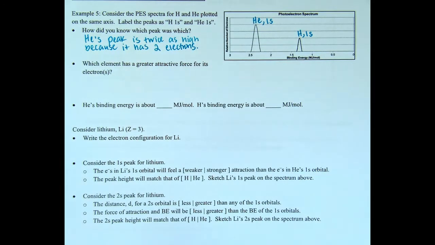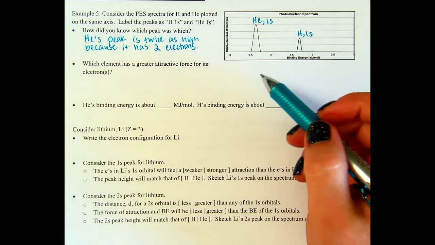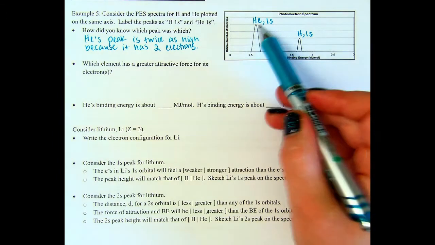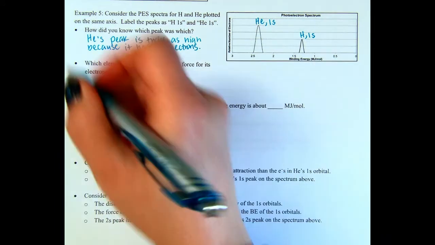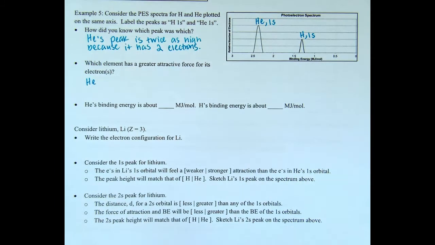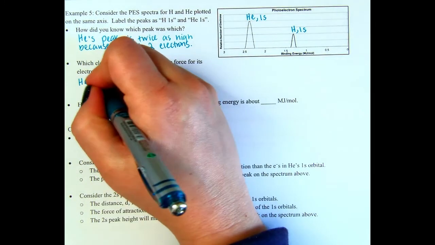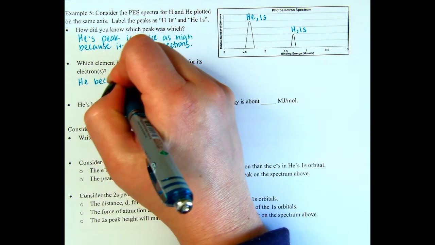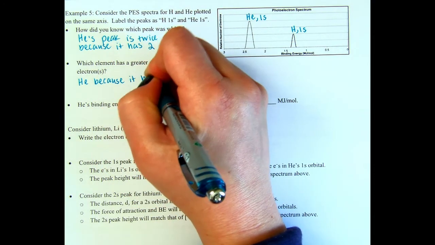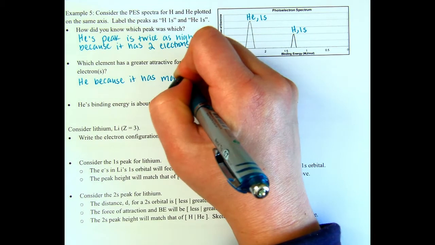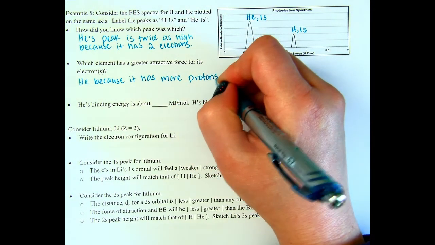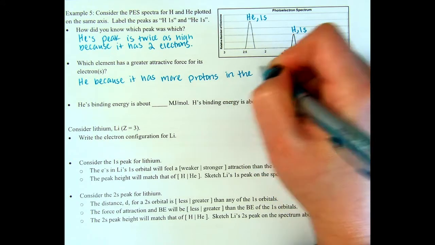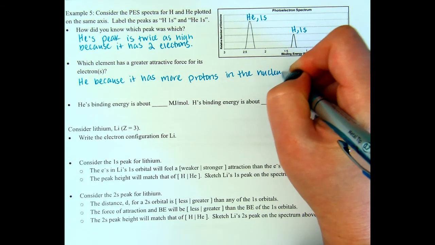Okay, so which element has a greater attractive force for its electrons? Is it helium or is it hydrogen? Well, it's helium, and that's because it has more protons in its nucleus.